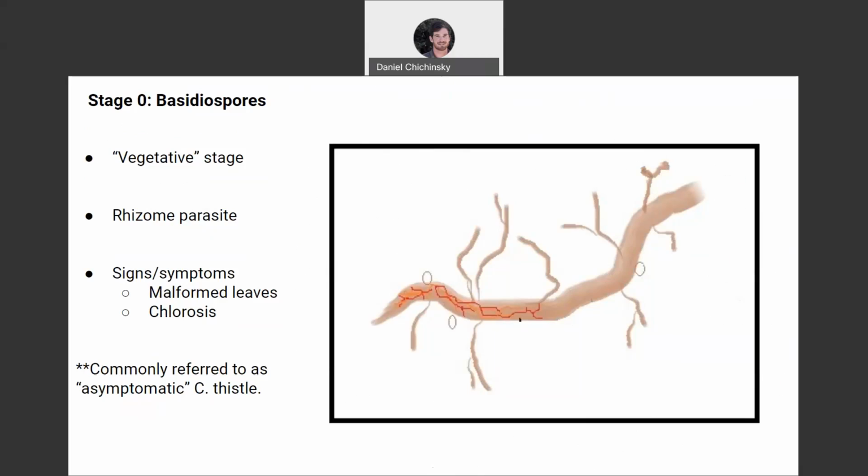Stage 0 is called the basidiospore stage. We can think of this as the vegetative stage in the life cycle. This is where the pathogen exists in the rhizome as a mycelial structure. Signs and symptoms include malformed leaves and chlorosis. However, this stage is thought of as asymptomatic because the plant rhizome might be infected with basidiospores while there are actually no symptoms that are visible above ground. This is the stage where thistle rust is drawing its resources from the host until it has enough energy to emerge with the shoot and begin the reproductive phase.